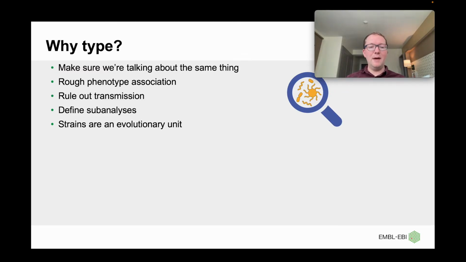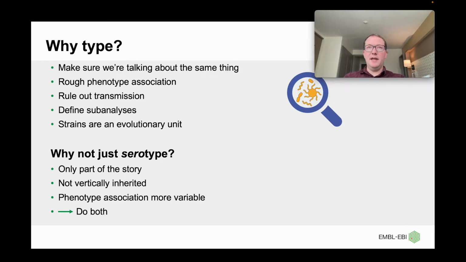Once we've got that, we're going to want to be able to do rough phenotype associations within those clusters. So if we know a strain or a cluster, we might know that it's more likely to be drug resistant, more likely to cause disease. So just by getting the type, we'll immediately get some information about its likely phenotype. We can rule out transmission events between different types, and it's also a very convenient way to partition the population and do sub-analyses.